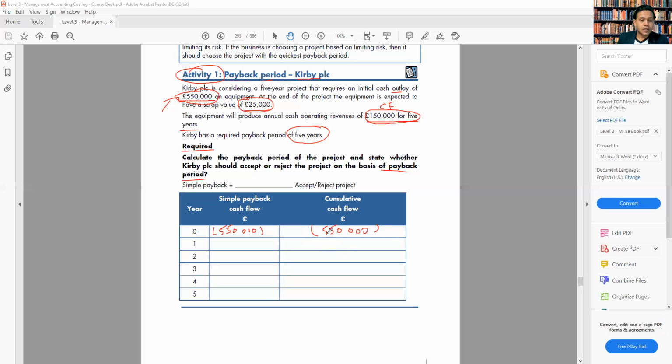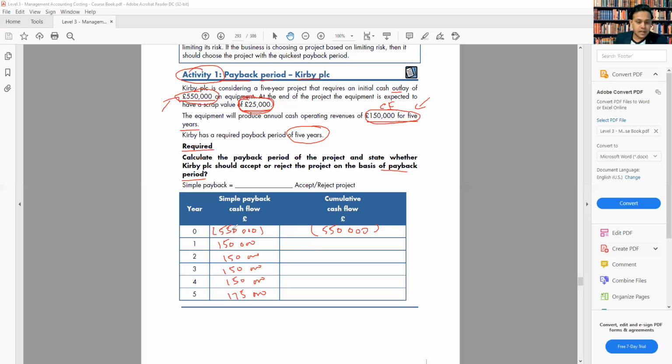That's minus. In year 1, I'll receive 150. Actually, every year I'm going to receive 150, for the 5 years. But we have to remember that in year 5, we're going to receive 25 extra from the scrap. So 150 plus 25, 175 in the last year. Now we'll see when actually my investment will be returned.